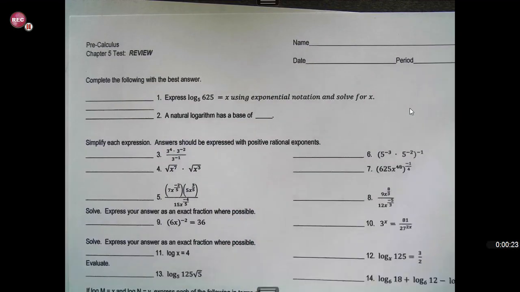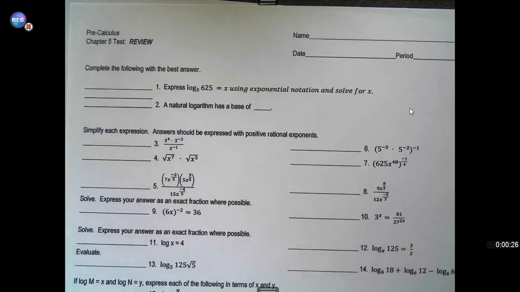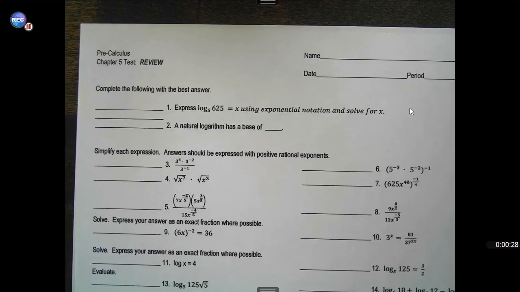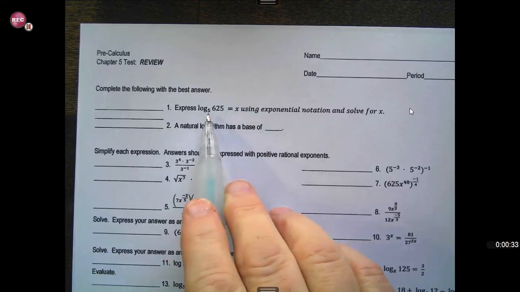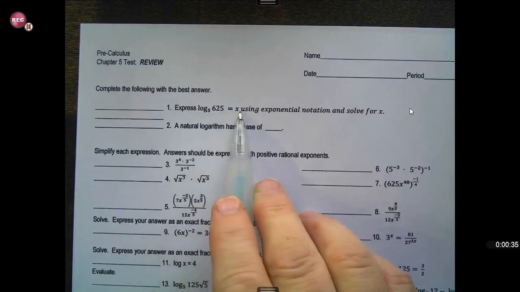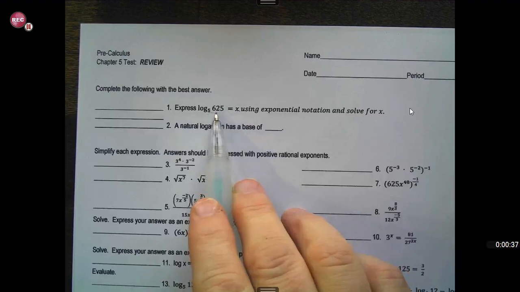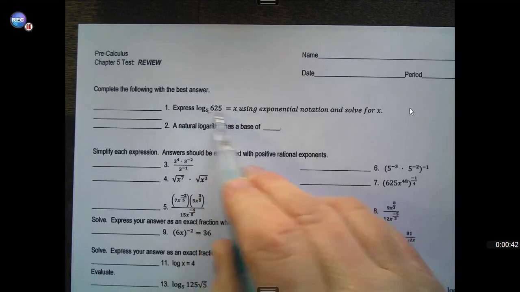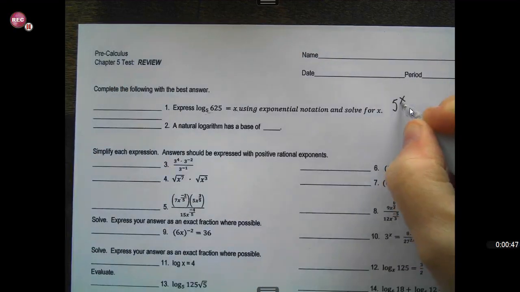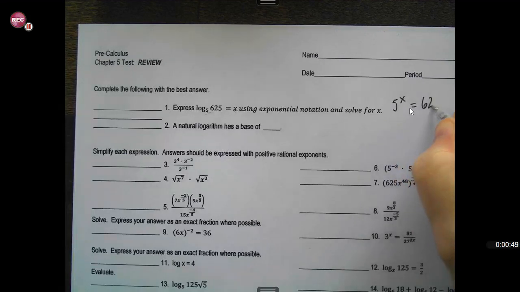All right, this is the review for the pre-calculus chapter 5 test. And question number 1 wants us to express this log in exponential form rather than logarithmic form. So just remember the rule, it's 5 to the x, write it over here, 5 to the x equals 625. And then it wants us to solve for x. So this is part of the answer. So I would need to see this.